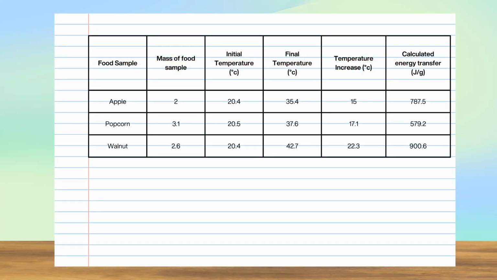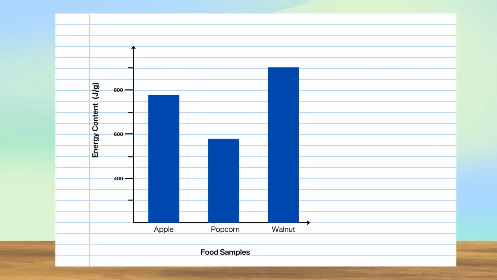Once you have calculated the energy transferred per gram for each food sample, add a column to your table and record the results. This is useful as we can then directly compare the energy transferred by each food sample. One useful way to compare our results is to plot a bar graph with different food samples on the x-axis and their energy content in joules per gram on the y-axis. This visualizes which food samples contain more energy. In this format, we can analyze the results to determine which food samples have the highest and lowest energy content.